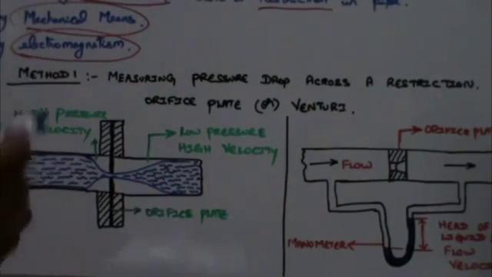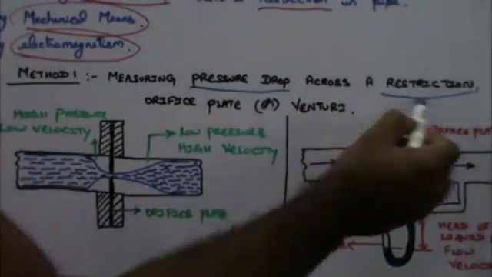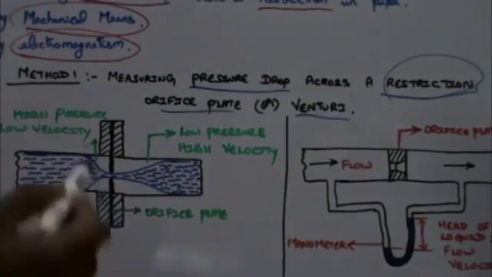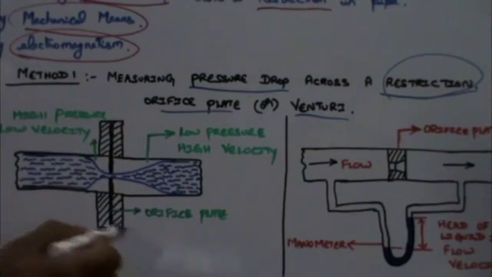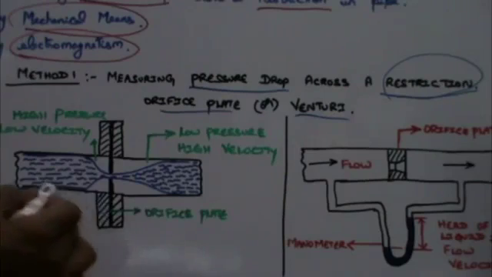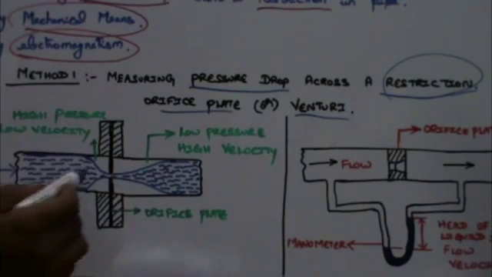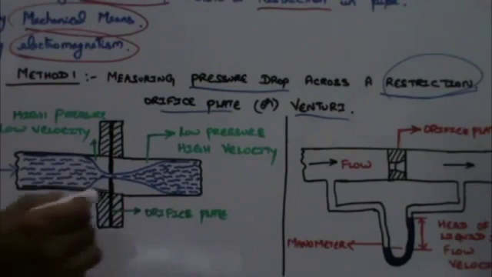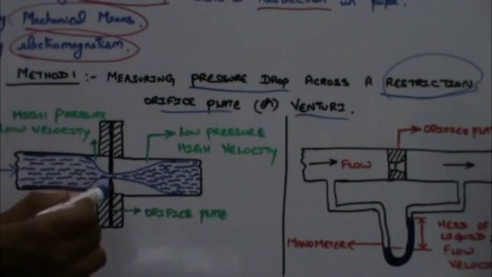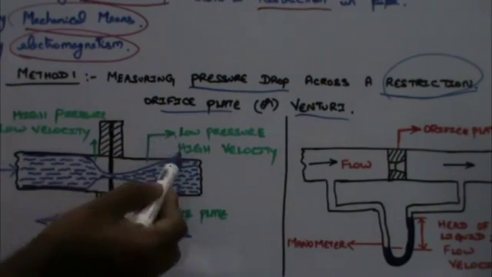The first method, measuring the pressure drop across a restriction. This restriction can either be an orifice plate or a venturi. Now, when looking at this figure, we have an orifice plate installed inside a flange in the pipeline, and this is the direction of fluid flow. Upstream of the orifice we have high pressure and low velocity, and after the orifice, that is downstream, we have low pressure and high velocity.